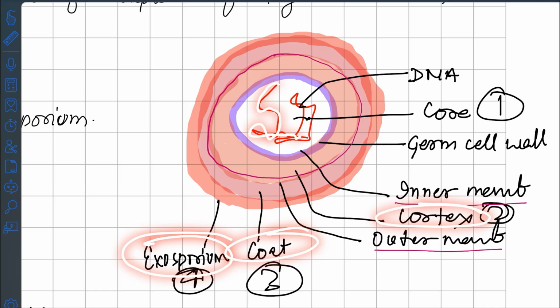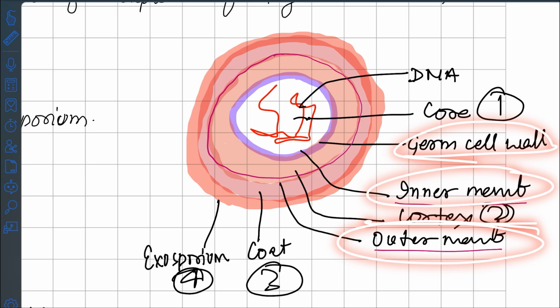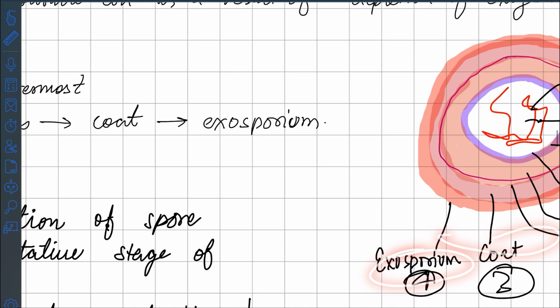Inside the core, you can find their DNA or the genetic material. Then there is core which is lined by germ cell wall. Then there is inner membrane, cortex lined by outer membrane, coat and exosporium.